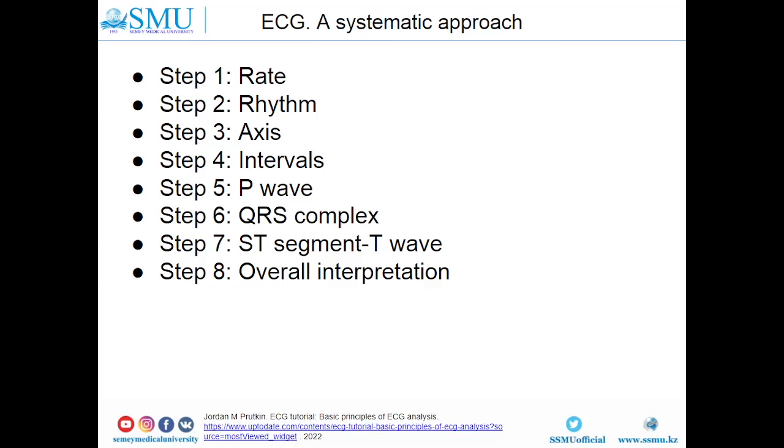A systematic approach consists of seven steps. During the first step, you should calculate the rate. The second step includes rhythm analysis. Third step, axis analysis. Then you should calculate all intervals. Then you should analyze the P wave. Then there will be QRS complex analysis. Then you should analyze ST segment and T wave abnormalities. And at the end, as a final step, we can make a general conclusion.